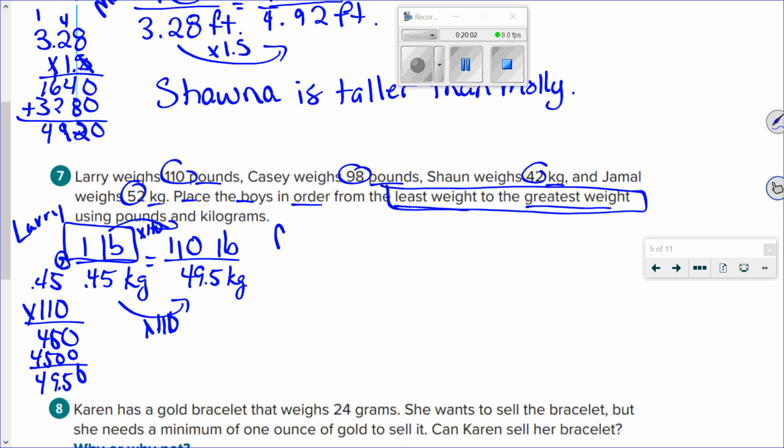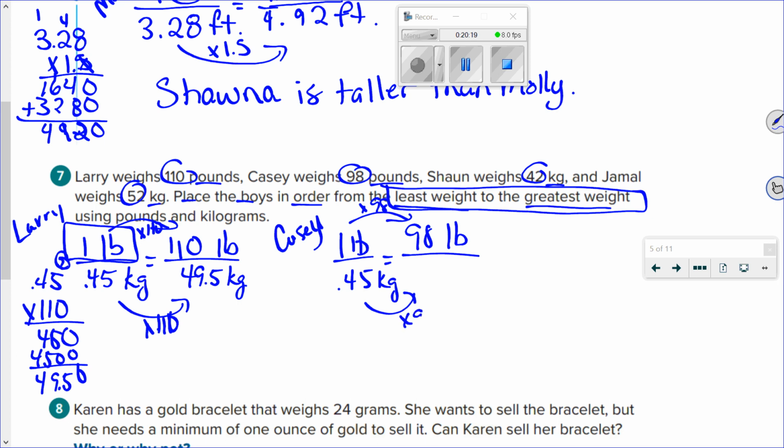Then we also need to do Casey because he was the other one that was in pounds. Our first conversion factor is exactly the same. All that's going to change is what his weight is. So he's now 98 pounds. So now I'm going times 98. So 45 hundredths times 98 gives me 2 decimals. Now I'm just doing 45 times 98. Gives me 40, 32, 36. 45, 36, 40. And I put them together. 0, 11, 4, 4. I need 2 decimal places. So that's 44 and 1/10 kilograms.